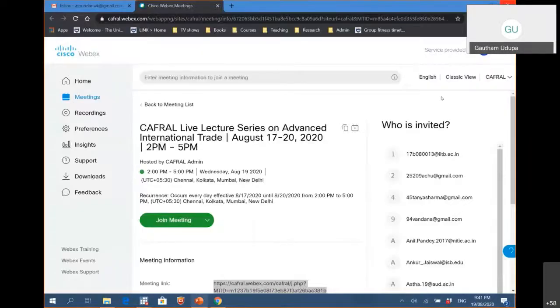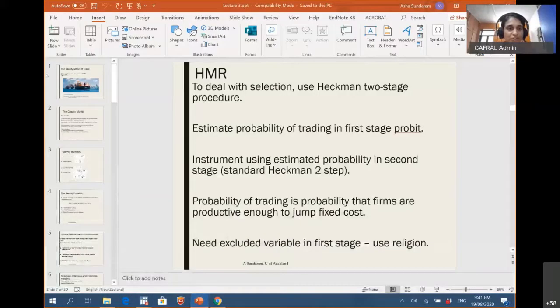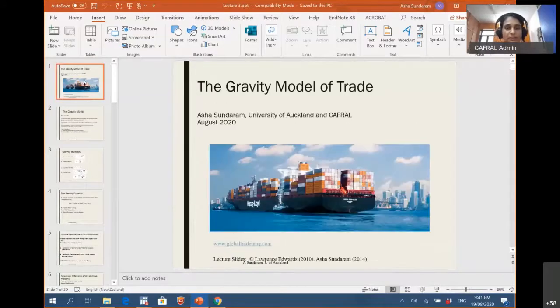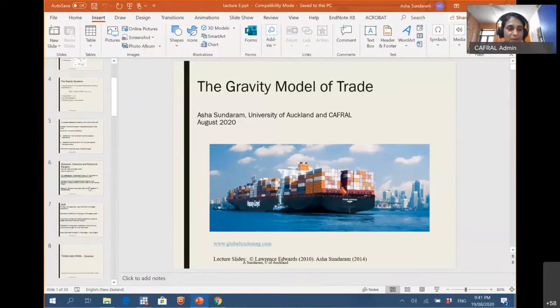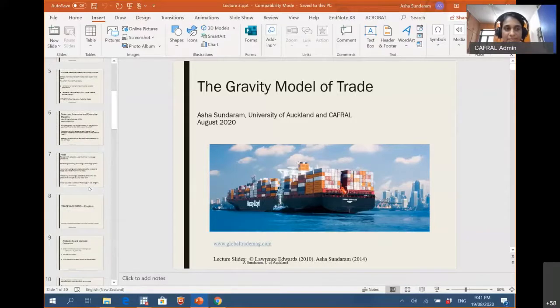So my next plan is to go to lecture 3. What I'm going to do is start with the gravity model. I'll talk a little bit about the estimation and then we will go to the estimation. And then if I have time, I'll come back and talk about productivity estimation and then go to the data again. So that's the plan.